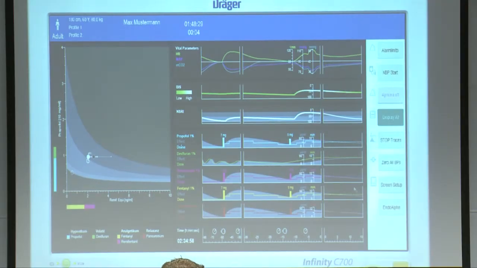The Draeger implementation of the Smart Pilot is shown here. It's very nice to have the same time axis to show effect site concentrations for the drugs that are being delivered. Very useful, especially in Europe, to show those effect site concentrations as a function of the bolus of drug and the infusion rate, to plot that very clearly and predict it into the future.